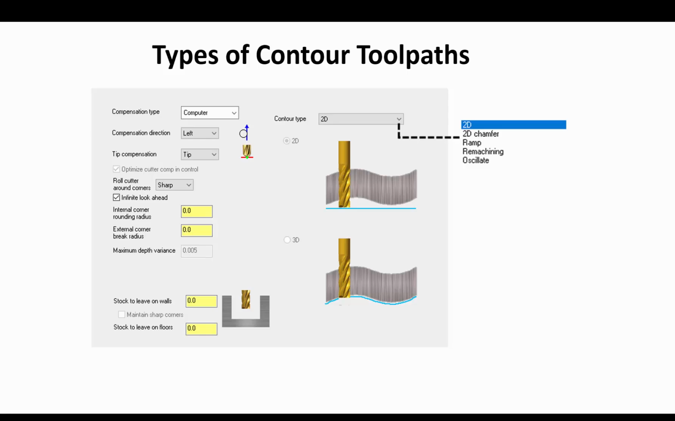You can also create 2D chamfers to bevel the edges of a 2D contour. Contour ramp can be created for smooth transition between depth cuts. Remachine contours are also allowed to remove areas where a roughing tool could not machine the stock. When creating a 2D contour toolpath, you can add an oscillation strategy by selecting Oscillate. Adding oscillation in the Z-axis along your contour toolpaths uses more of the cutting length of the tool and can reduce the tool wear in that axis.